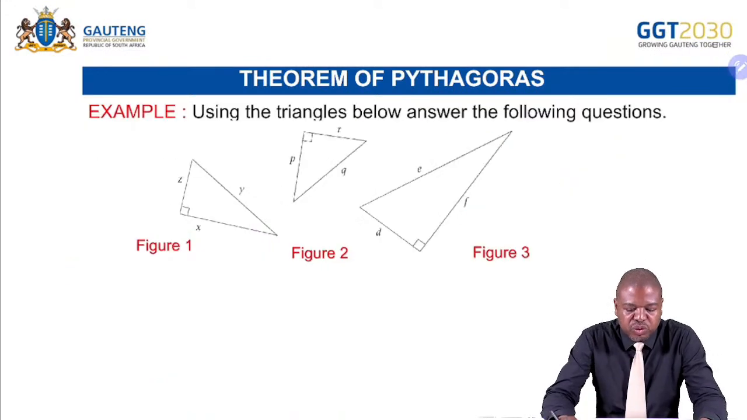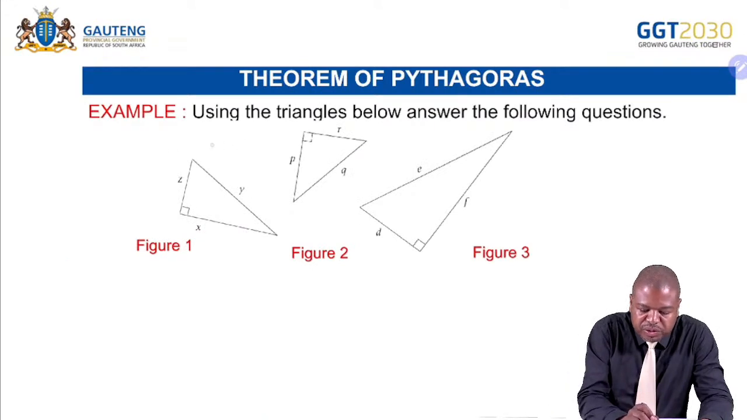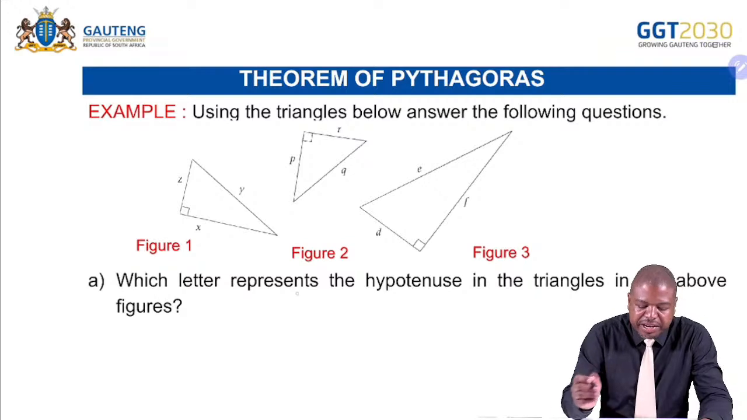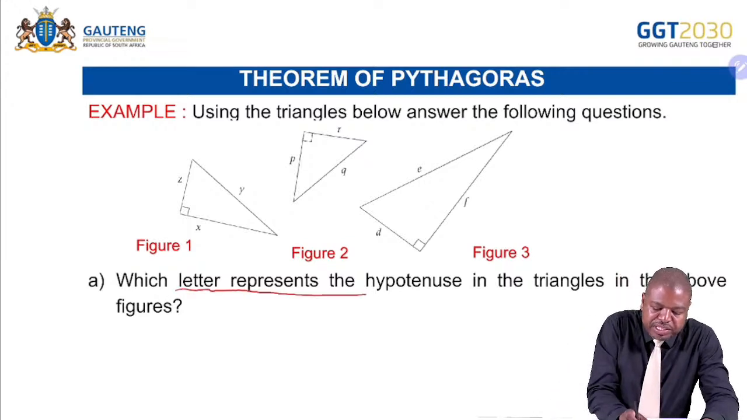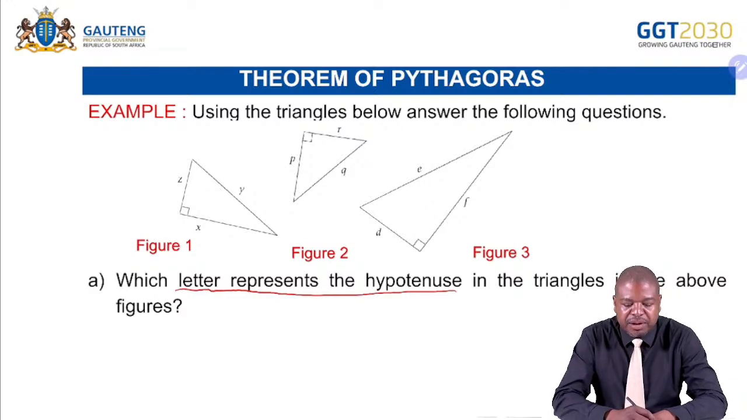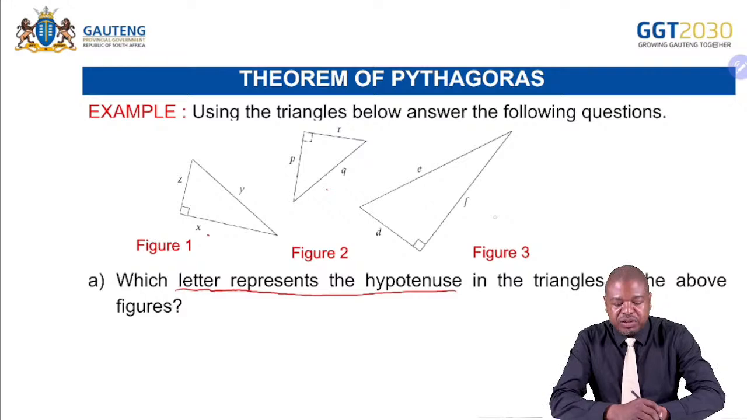Now I'd like us to do the following example, right? We've been asked to answer the following questions using the triangles below. The first question is, which letter represents the hypotenuse in the triangles in the above figures, right? So I'm going to give you 3 minutes to quickly write the letter which represents the hypotenuse in figure 1, figure 2, and figure 3. Let's quickly do that.